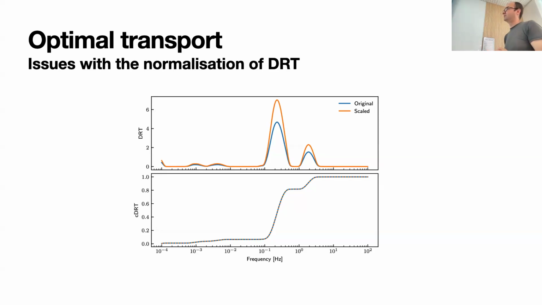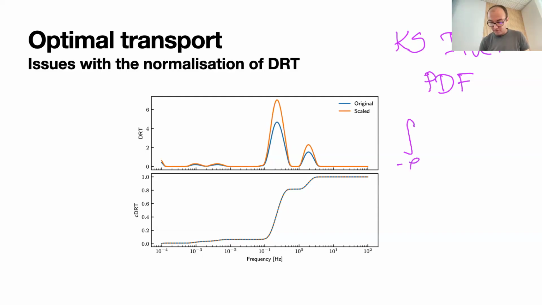This integration makes a slightly problematic part. All the tests that we were looking at, Kolmogorov-Smirnov, all the divergences and everything, work under the assumption that the function that we're analyzing is a PDF. What a PDF means is that the integral from minus infinity to plus infinity of the function must be equal to 1. But for DRT, this is not the case. So this means that all of the above tools are not applicable. But we can normalize it.